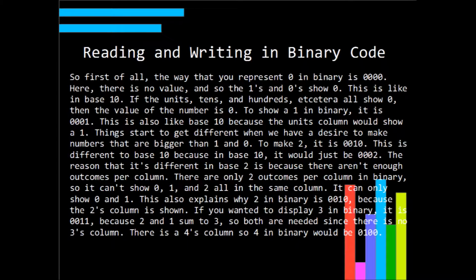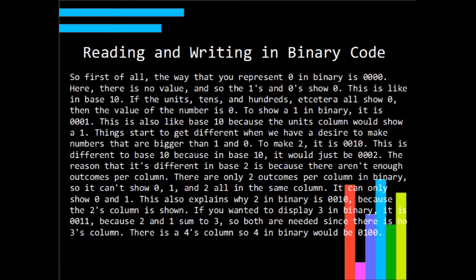So here's what I mean by the columns. First of all, the way that you represent 0 in binary is 0, 0, 0, 0. That is, none of the columns on. Here there is no value, and so the ones and zeros show 0. So that is all of the ones and zeros. There's no ones, there's just zeros. That way you get 0.